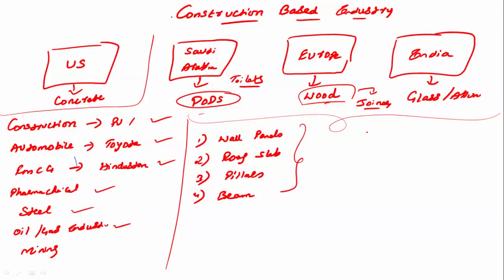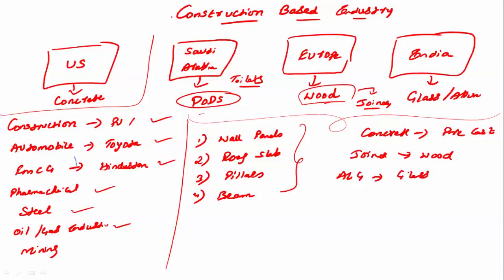So concrete is precast. Joinery is the wood. And they call ALG, which is nothing but glass. And the pots, all ceramics. Okay, so these are the first explanations which the business gives you.